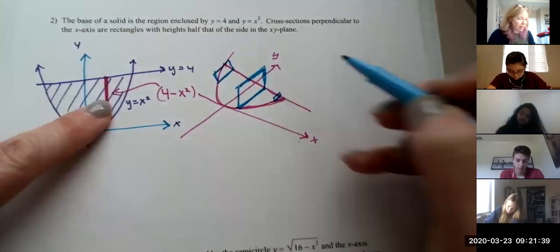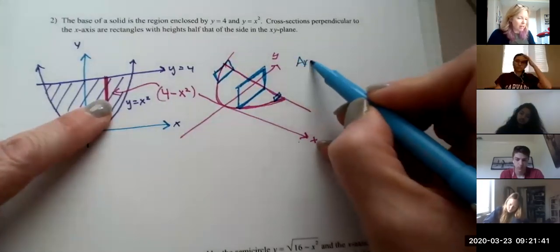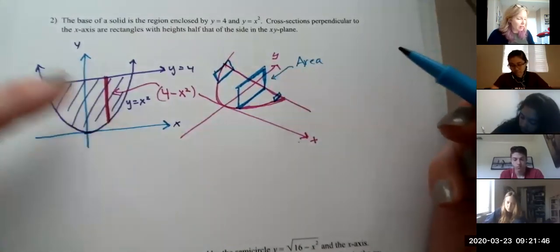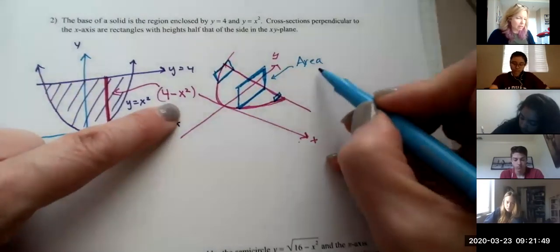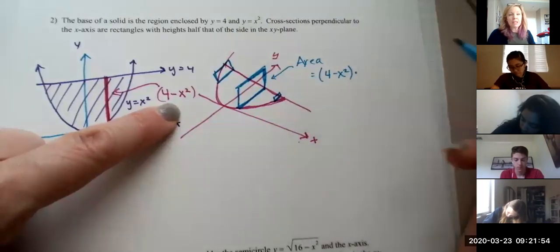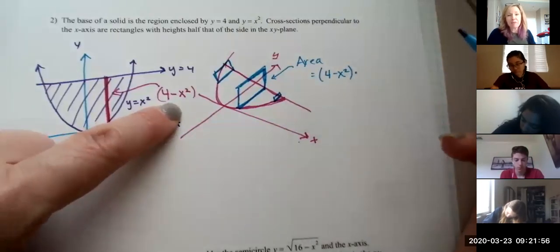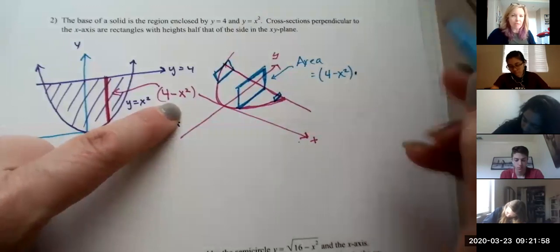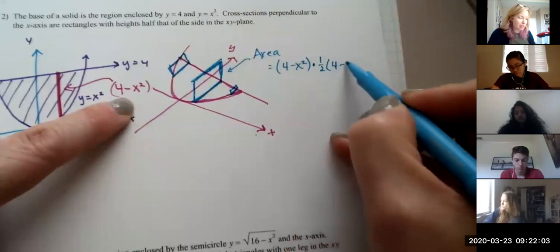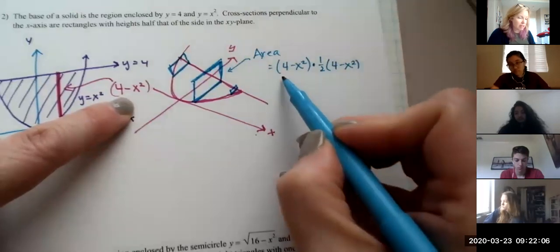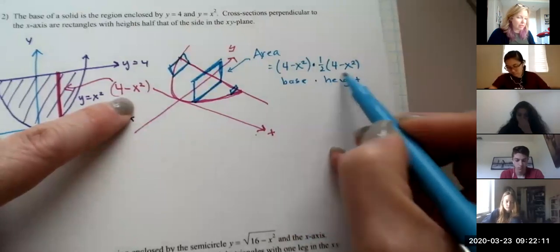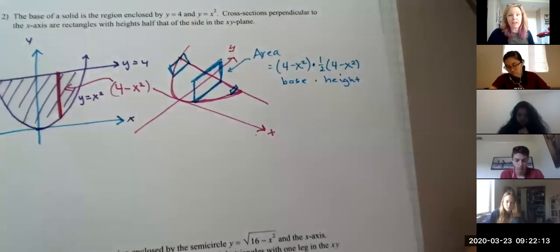So once I know the length of that side, my next thing I have to figure out is how would I find the area of one of these rectangles? Well, I already know the base because we said the base was that length 4 minus x squared. What's the height going to be? Well, it's going to be half of that same length. So I'm going to multiply that by 1/2 of the same expression, 4 minus x squared. Because here is the base, and here is the height, and it told me that the height was half of the base. Okay, so that's the area of that rectangle.